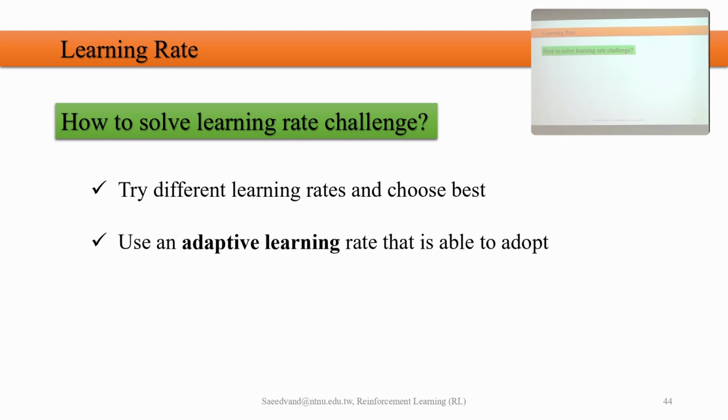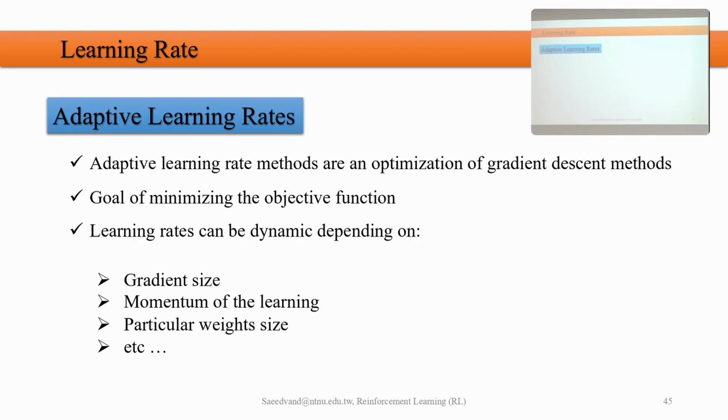One of them I'm going to explain here, but there are much more sophisticated ways too. So let's see how we can deal with this. One of the ways is trying different learning rates, as I mentioned. The other one is the adaptive learning rate approach, which will help us adapt it. How does it look?